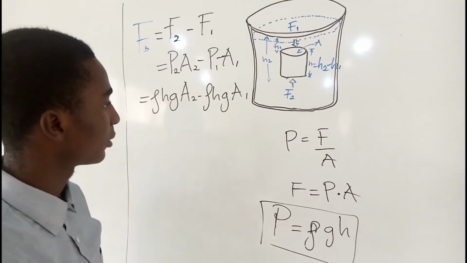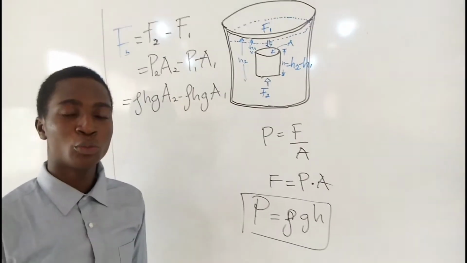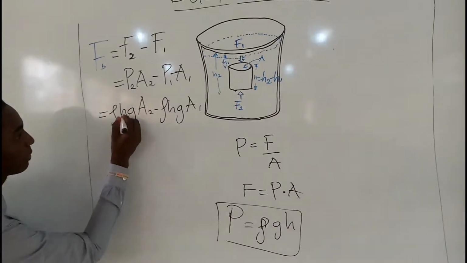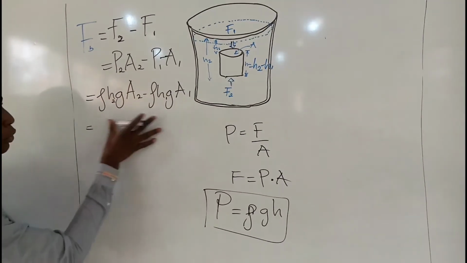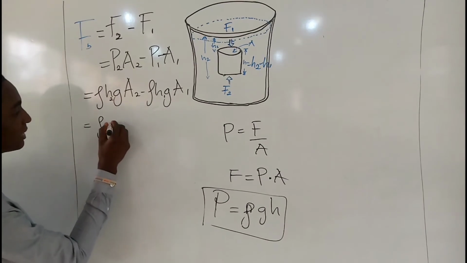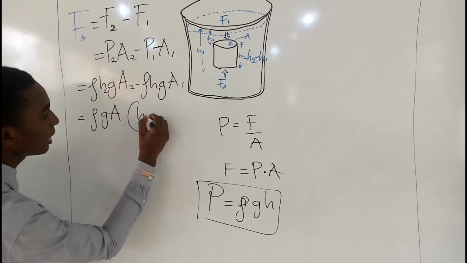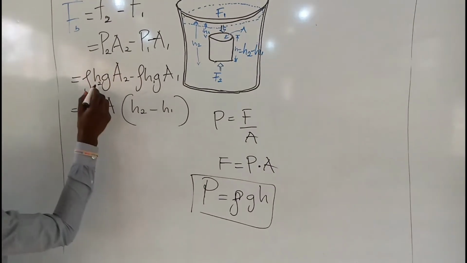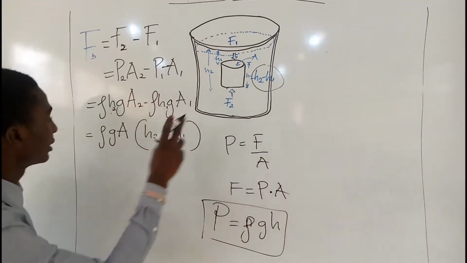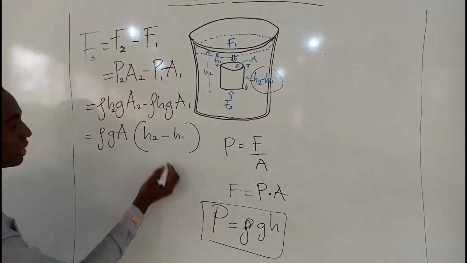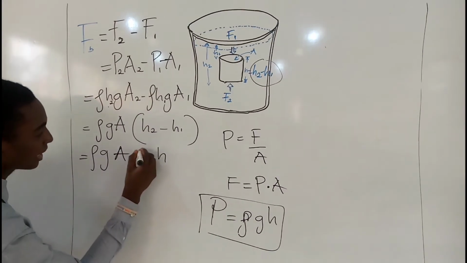Hope we are following. Now, finally, we are going to be dealing with volume and area. Now, remember we are having our H2 here, H1 here. So if I want to factorize it, I will say this is density, g, A times my H2 minus H1. Remember we are doing this with respect to the height. Now since this is H2 and H1, this will give me my H. Then I'm having density, area, times H.